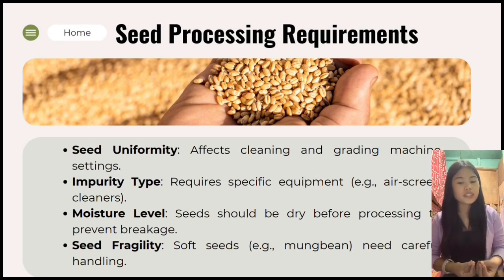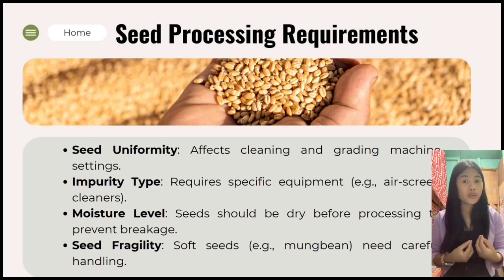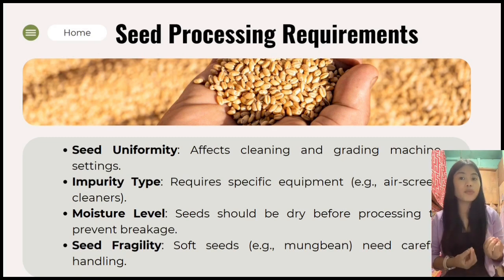And then second is the impurity type. The kind of impurities present matters. For example, light chaff or stones need specific machines such as air screen cleaners. There are types of impurities: biological, physical, and chemical. Biological ones are insects or pathogens, and physical ones are straw or stones. These need to be cleaned, using machines or manual work, to ensure the purity of our seeds.